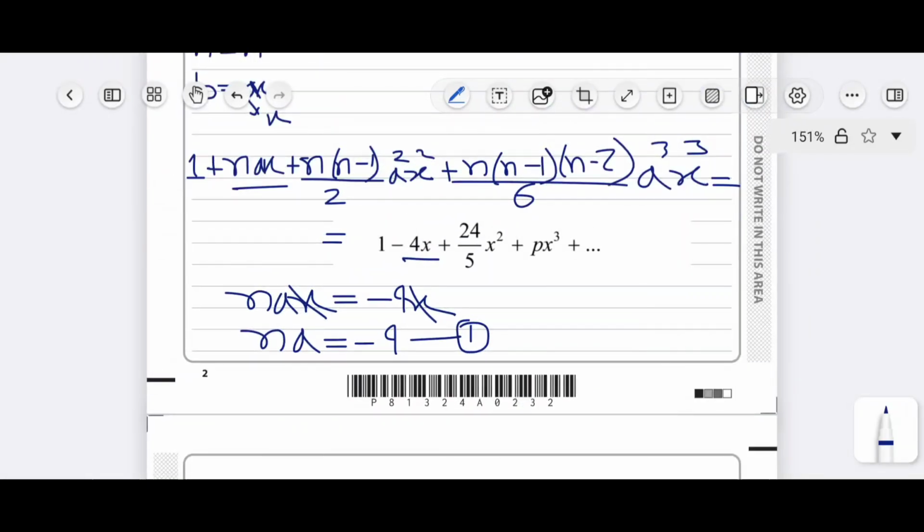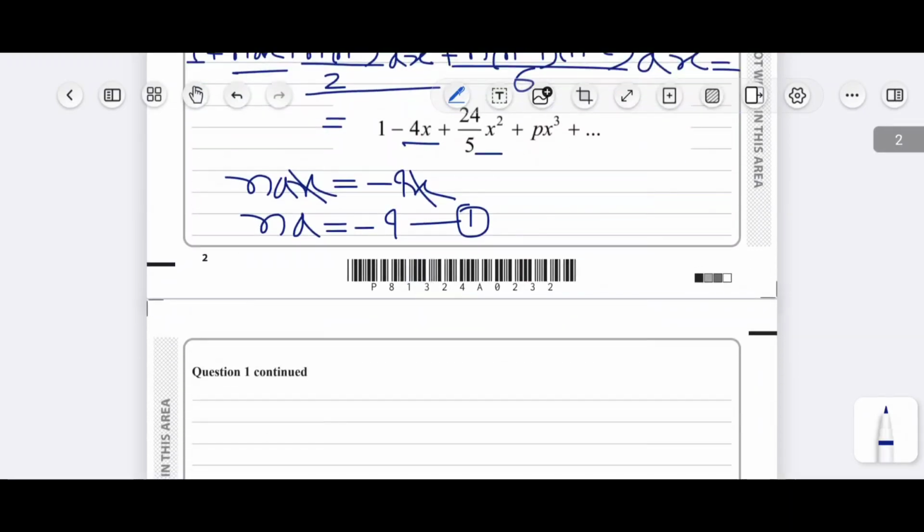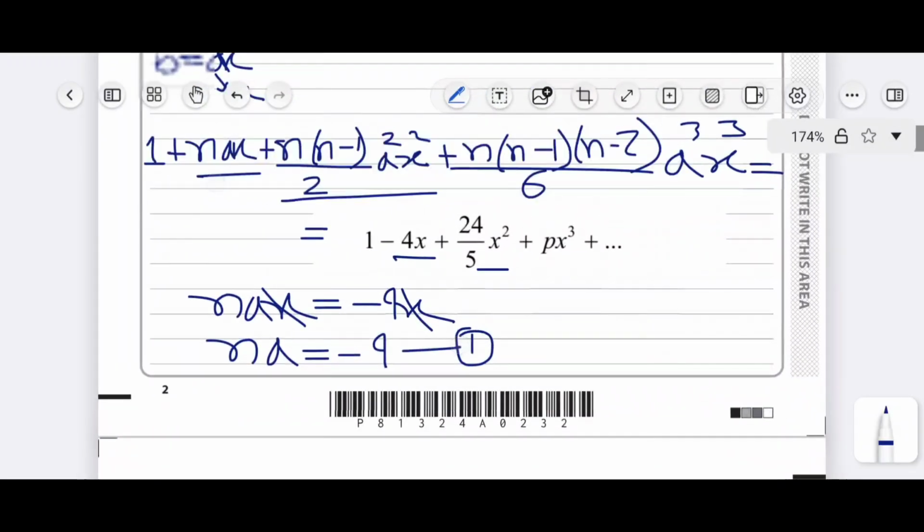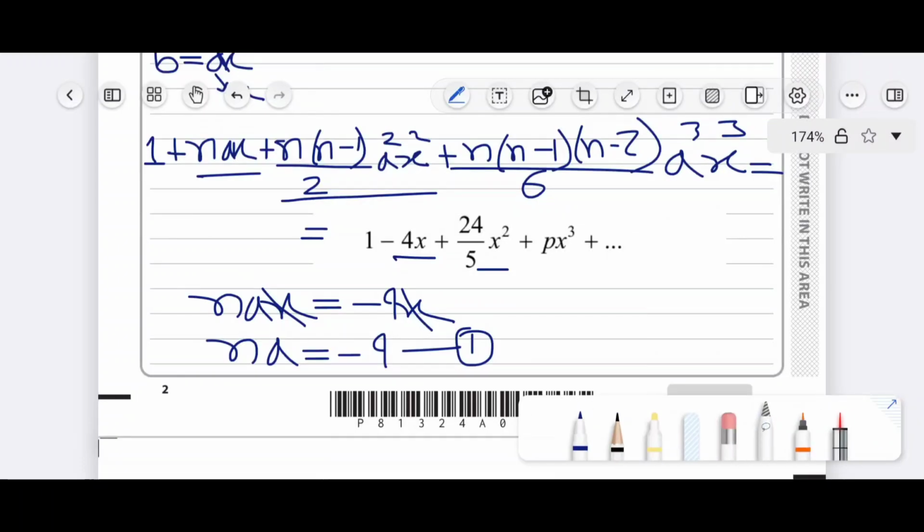Now I have to take equation 2. I have to take the x squared coefficient now. This is the x squared coefficient here. If I write it here, let's copy and bring this.